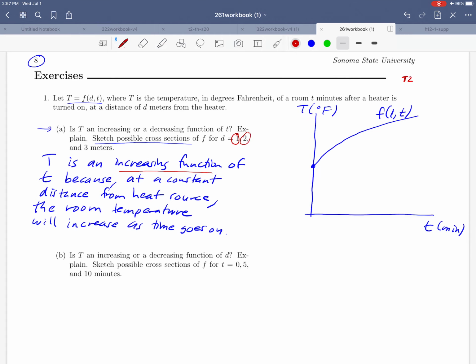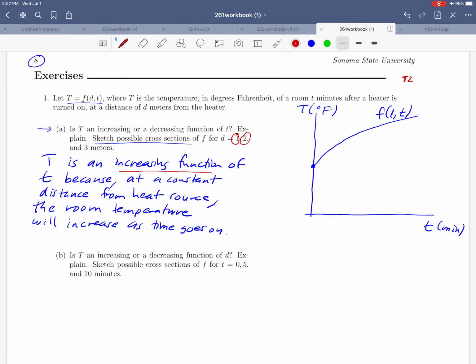Okay, d equals 2. Now you want to imagine that you take your chair and move it 1 meter farther away from the heater. So now you're 2 meters away from the heater. What would be different about that situation if you sat 2 meters away and watched the temperature change? Well, the temperature should still increase because the heater is still on, but you're farther away from the heater. So it makes sense that the temperatures are going to be lower in general, 2 meters away from the heater. So I would expect a curve that has the same shape as the first one, but a little bit lower.